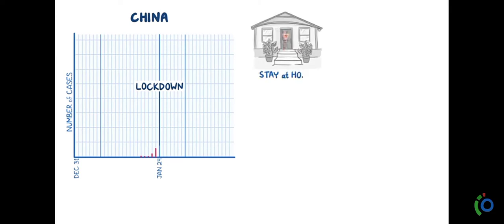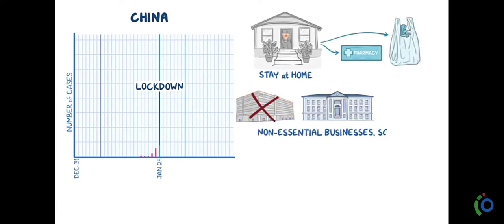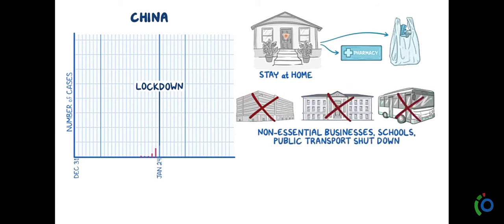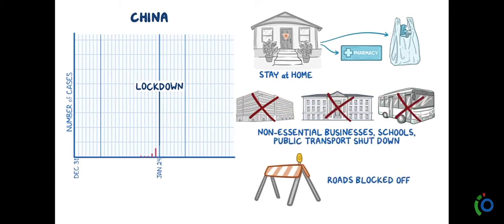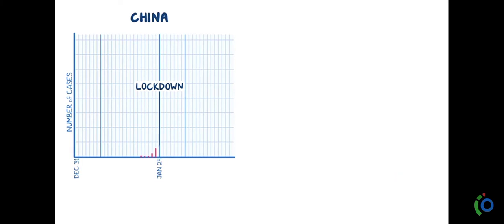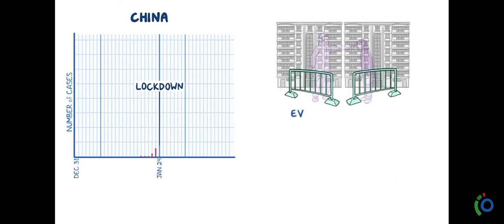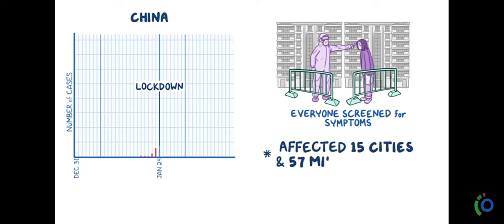Authorities forced residents to stay at home, except for essential activities like going to the pharmacy or getting groceries. Non-essential businesses and schools were shut down, public transportation was shut down, and roads between cities were blocked off. Going even further, some communities enforced a system by which there was only one entrance and exit, and everyone passing through was screened for symptoms of COVID-19. If anyone in the community tested positive, the entire community might be quarantined. In all, this affected 15 cities and about 57 million people.